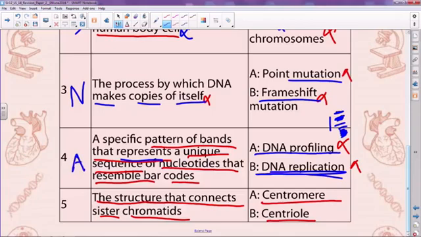And then the last one, the structure that connects sister chromatids together, the way I remember it, it's very simple.